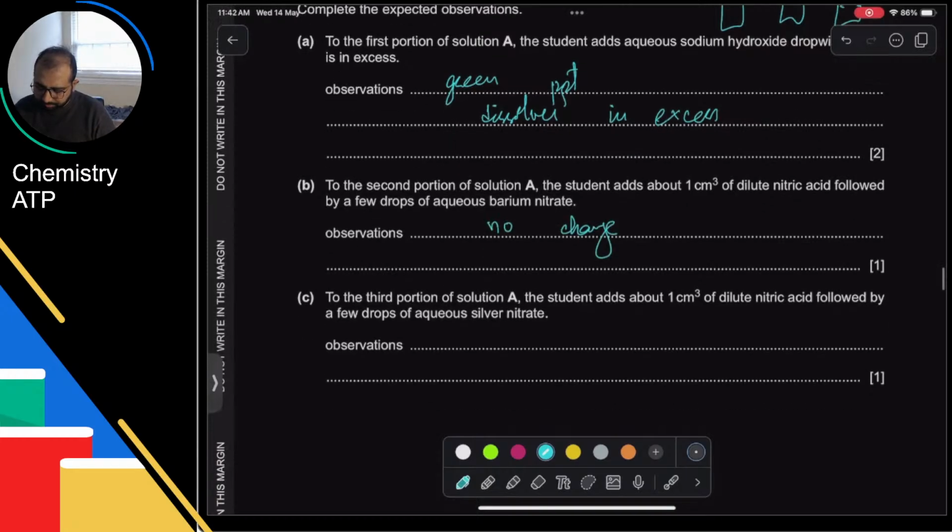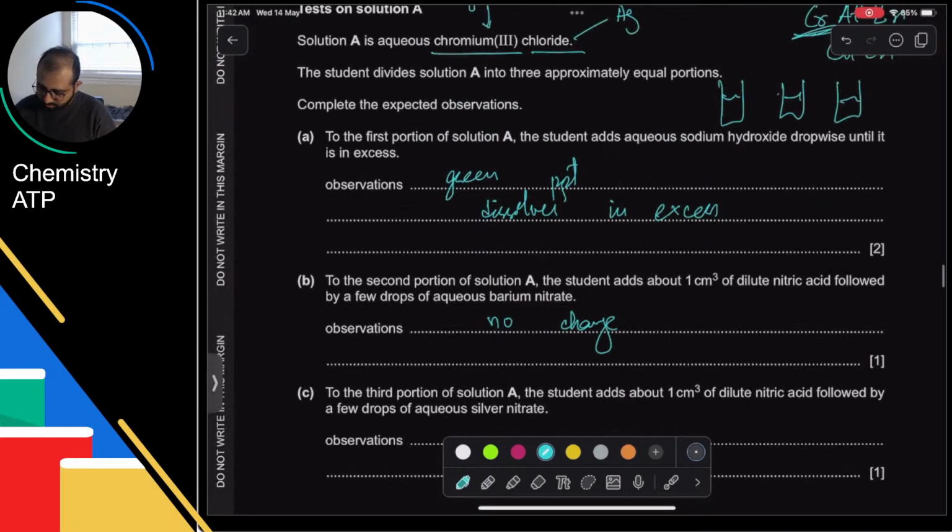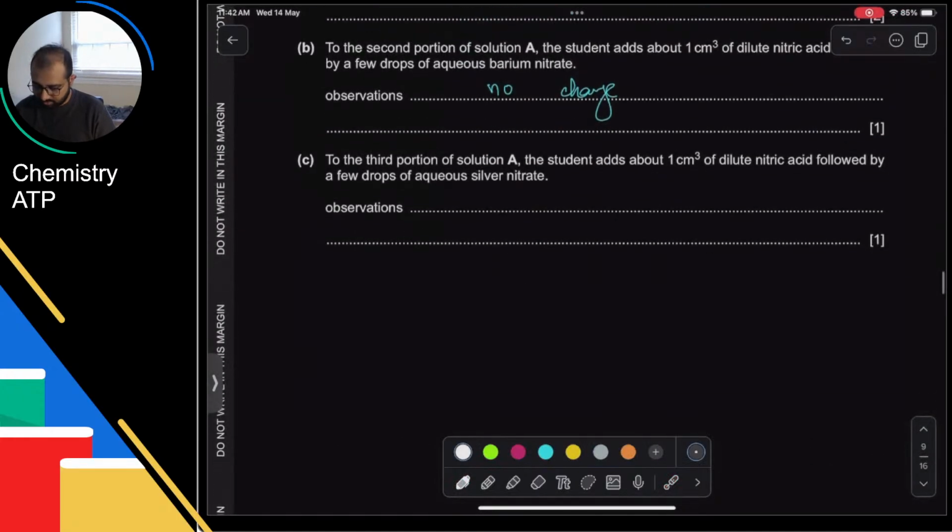Okay. To the third portion, he adds nitric acid followed by silver nitrate. So the moment he adds it, what are we going to get? We're going to get a white precipitate of, what is it? Silver chloride. So white precipitate. Okay, that's what we're gonna get.